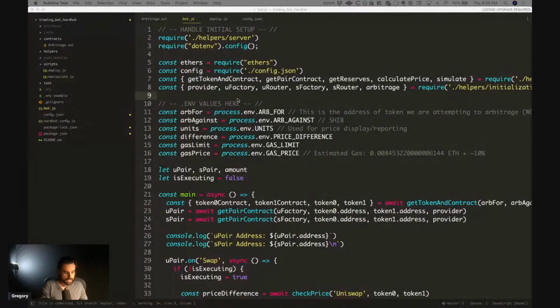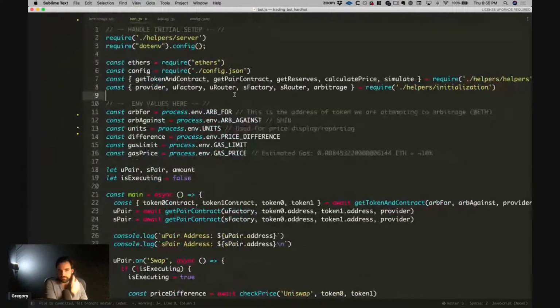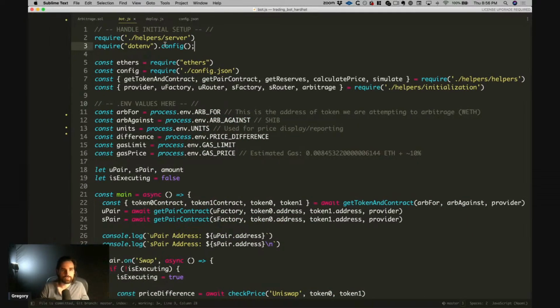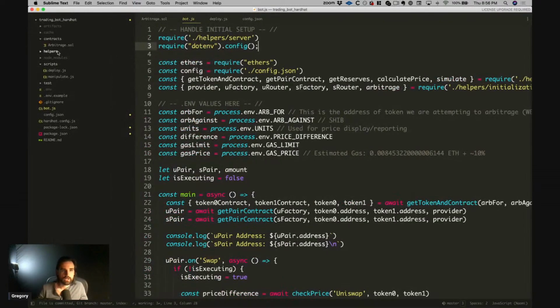Okay, so let's get to the bot itself. The bot is a JavaScript bot, written in Node.js. It's got a lot of different stuff at the top. We've got some helpers here. You can look at the helpers server, and you've got these helpers in here.